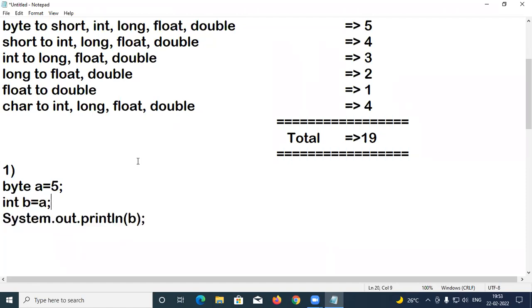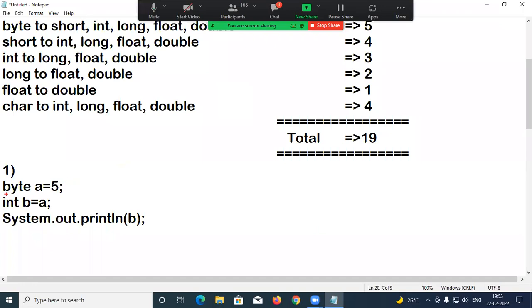Now here you observe: byte A equal to 5. So A is a byte type. Int B equal to A. That means here A is assigned to B, not B to A. A is a byte type, B is an int type. Byte to int or int to byte? This line is byte to int.